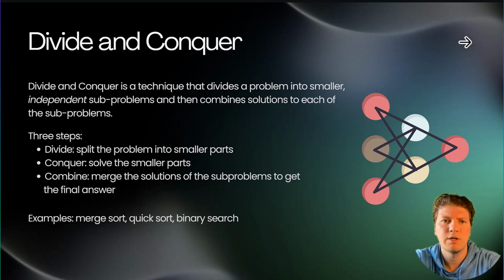All right, divide and conquer is our next category. It's a technique that divides a problem into smaller, independent subproblems and then combines solutions to each of the subproblems. So the 3 steps of divide and conquer are to first split the problem into smaller parts, then solve the smaller parts, and then combine or merge solutions of the subproblems to get the final answer. Examples include merge sort, quick sort, and binary search, which we're going to look at next.